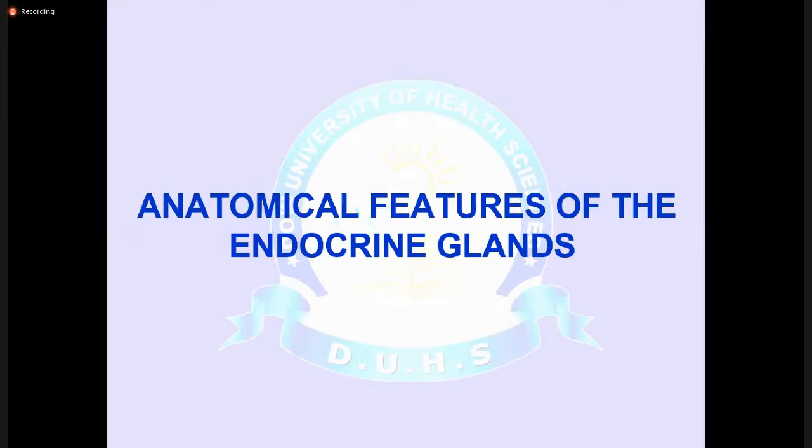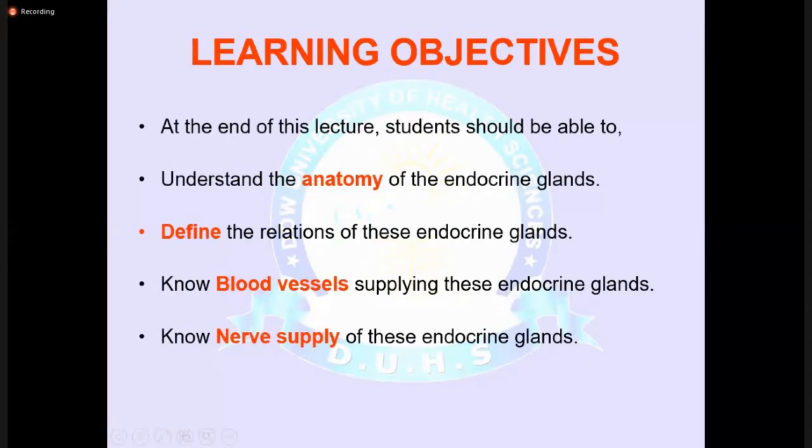Our objectives are to know the anatomy of the endocrine glands. You should know the basics or the important relations of the endocrine glands, the blood supply, and at times the importance of the nerve supply. So it's just an overview of the important elements that we covered in the previous times in anatomy.